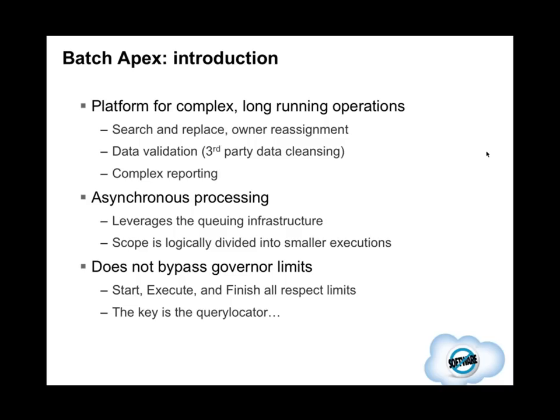The one place where we allow the flexibility is in the query locator, and it's the query locator that allows you to generate a very large scope and then iterate against that. So how does this all look?